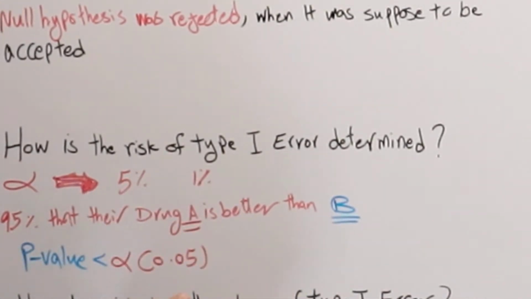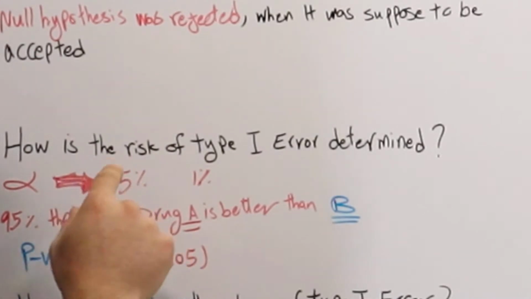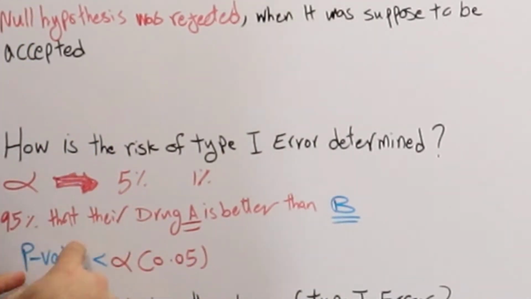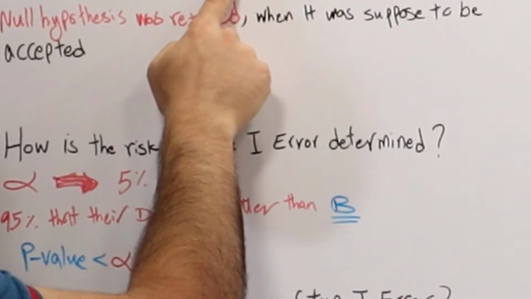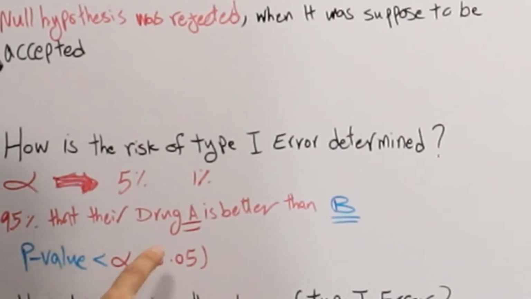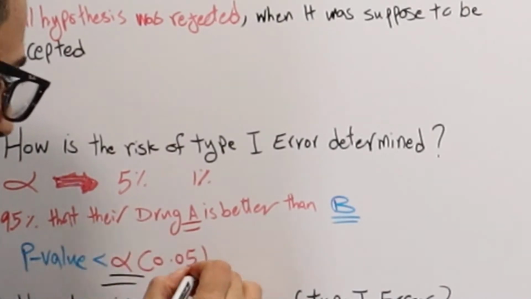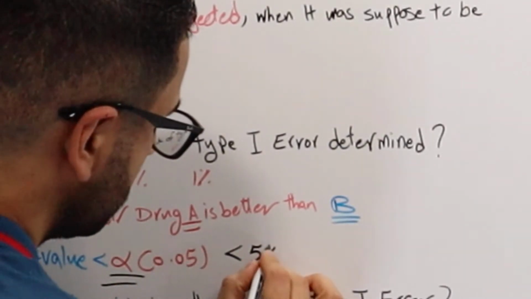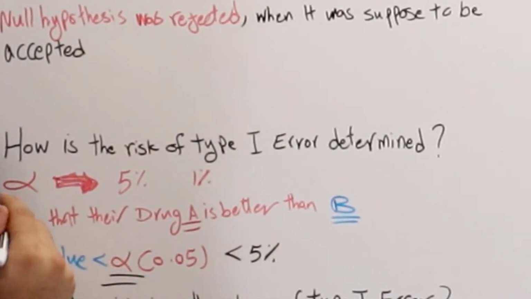So what happened in this case? Because alpha is 5%, there is a 5% chance, or actually less than that, that through an error they were able to prove that their medication is better than the one that already exists in the market. There is less than a 5% chance for type 1 error to happen, and that's why it's determined through alpha.